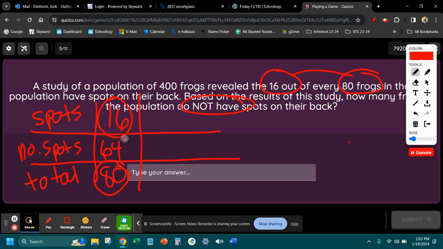So now that we have the no spots ones, now we're going to make a prediction about a large population of 400. How do you go from 80 to 400? 8 times 5 is 40, and then we have the extra 0 on there, so 80 times 5 should be 400. The solve is going to be multiplying the not spotted frogs by a factor of 5 also.